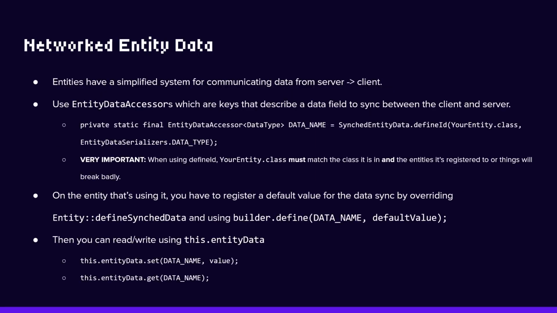And then you have networked entity data, which is the entity data accessor system, which lets you sync data over the network to the client from the server. So this is just a slide review. So you have the define ID method there, which you can specify a key, which is basically a channel for data to pass through of a specific type with a specific name. And in that you define a class that it's tied to. It's very important that that class is actually your entity and that it's in the correct location. Otherwise, it will break things weirdly and cause weird packet stuff on the client.